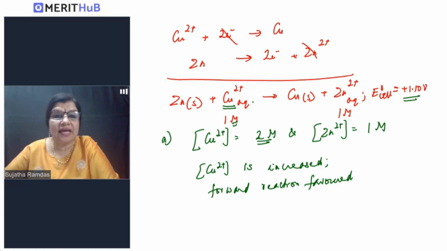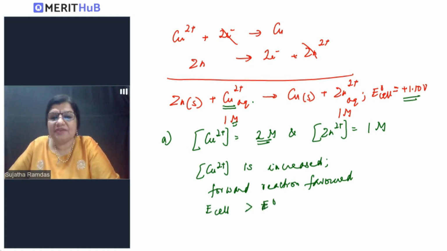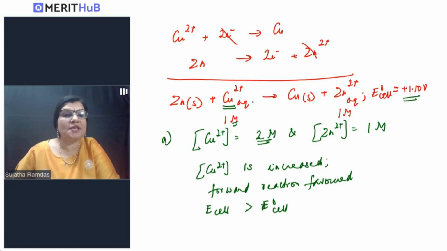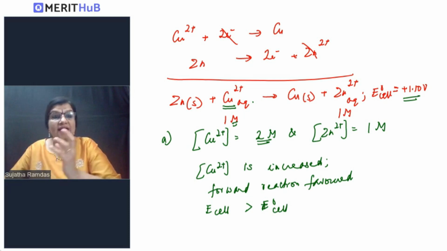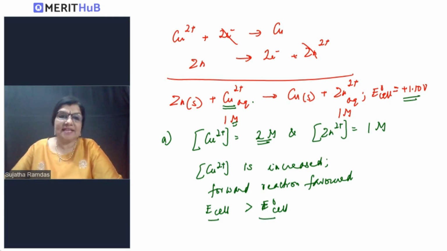And that will result in the E cell. The resulting cell potential will be greater than the E naught cell, which is plus 1.10 volt. All right. So the forward reaction is favored and the cell forward reaction occurs more spontaneously, and the cell potential will increase. It will be greater than the cell potential under standard conditions.